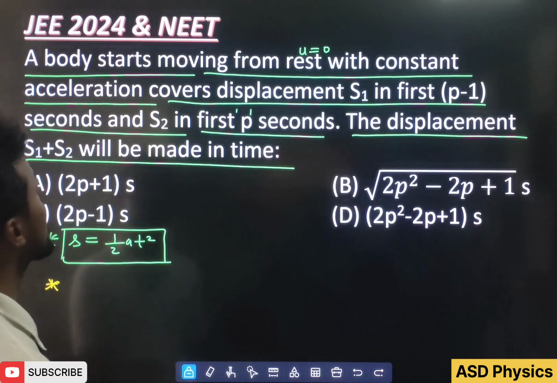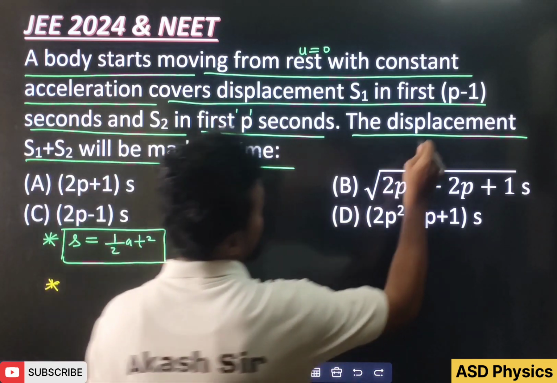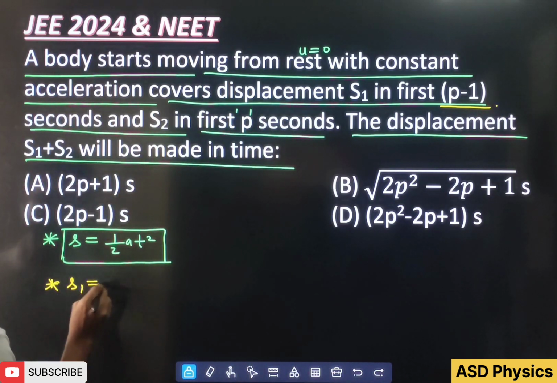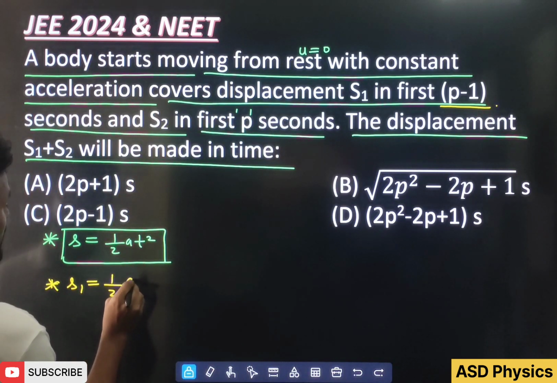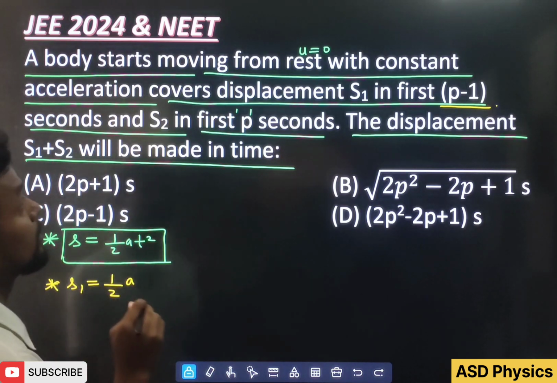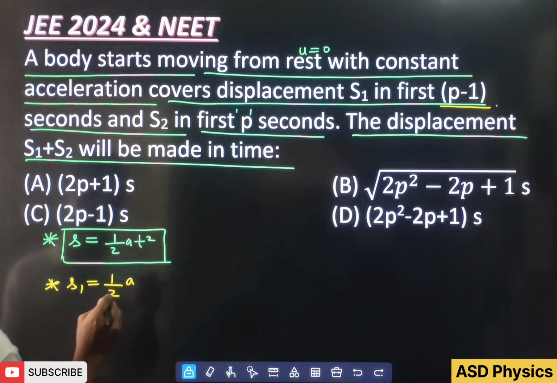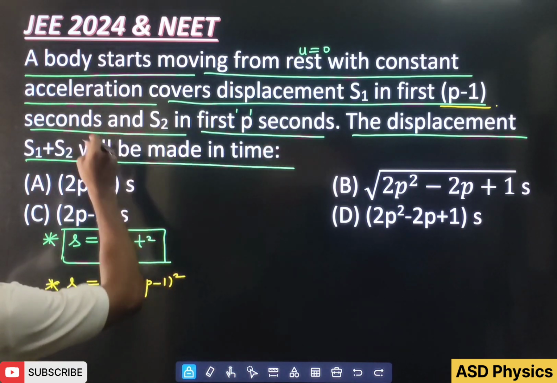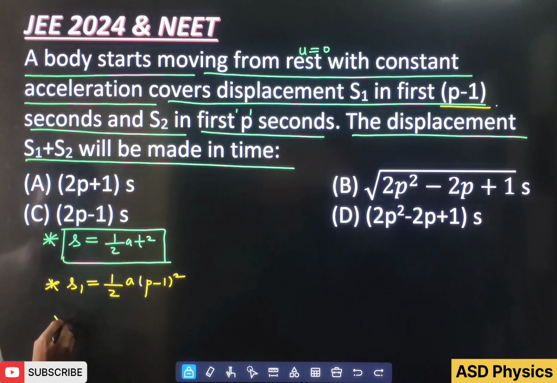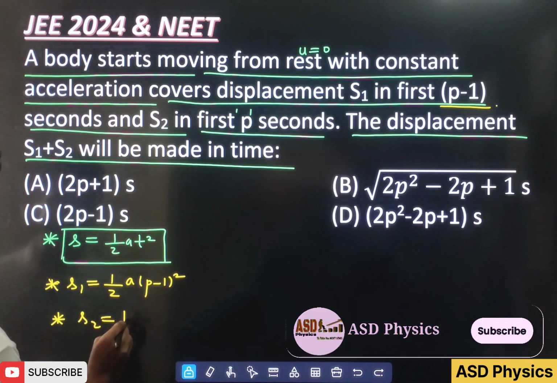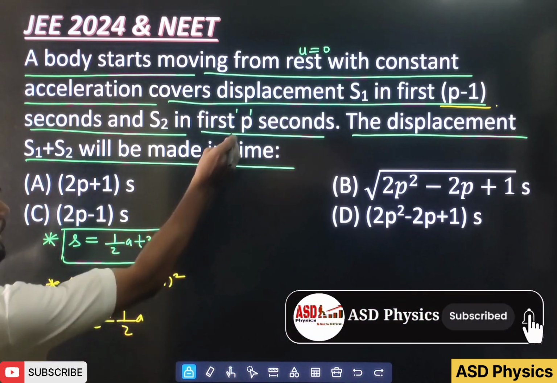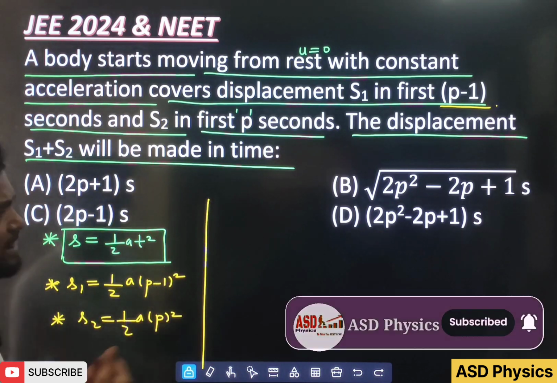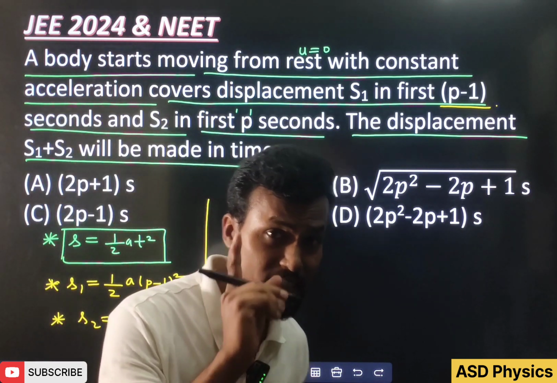So what they are telling is, S1 displacement, in how much time? P minus 1 seconds. So we can write S1 equal to half A (P minus 1) square. S2 is for P seconds. So S2 is half, acceleration is A, and how much time? P seconds are there, so P square. And let's take that for S1 plus S2, it takes T seconds.